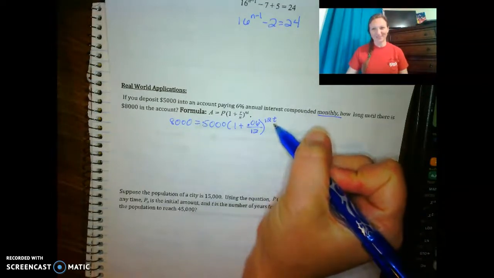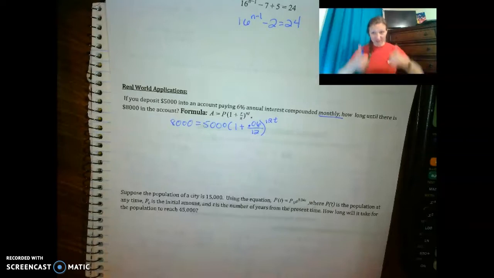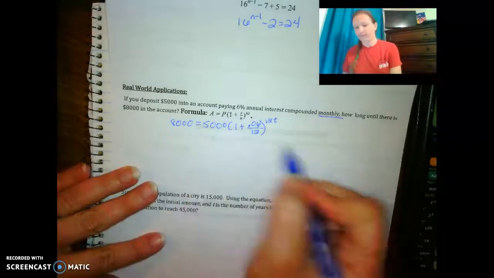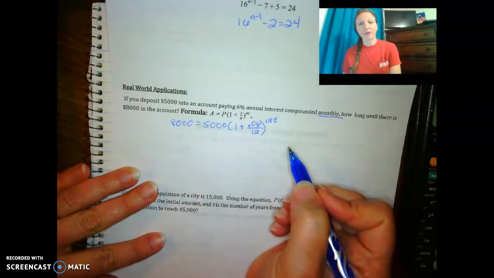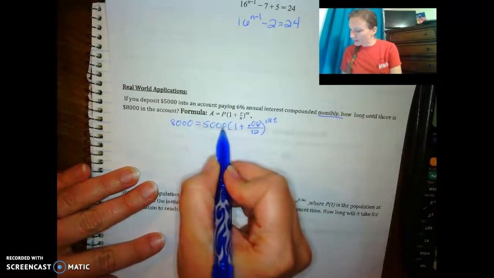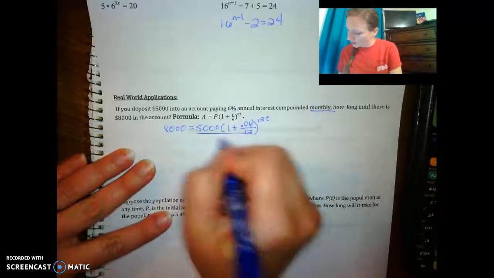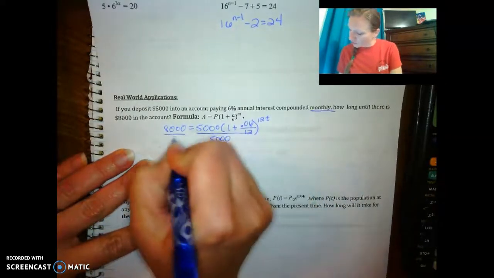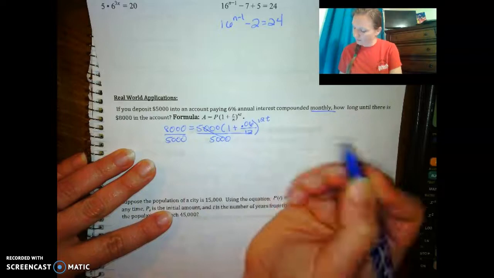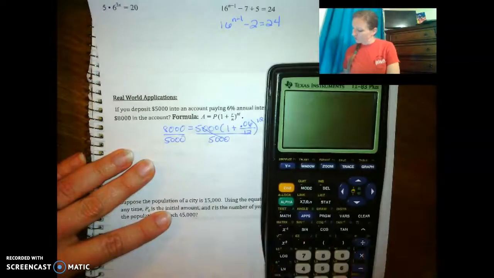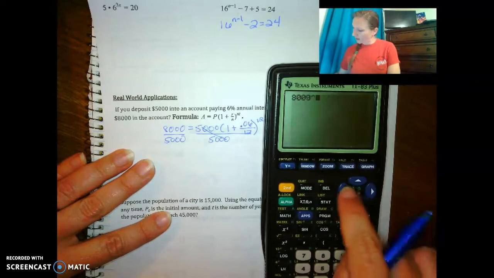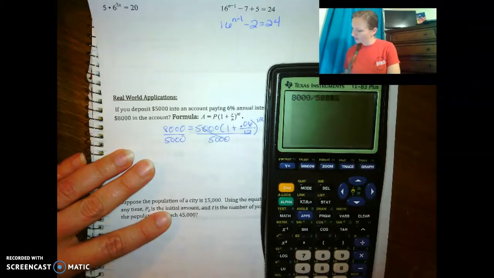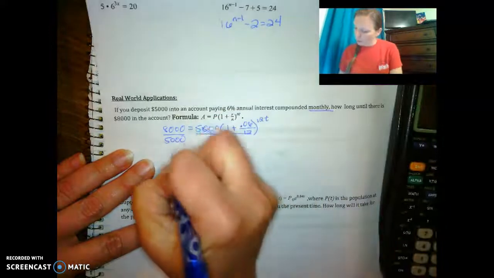What do we do first? Order of operations, backwards. Is there anything I can add or subtract away? Nothing to add or subtract. How about multiply and divide? This is multiplied times all of this right now. So to get rid of it, my first move is going to be to divide by 5,000. So 8,000 divided by 5,000 is 1.6.